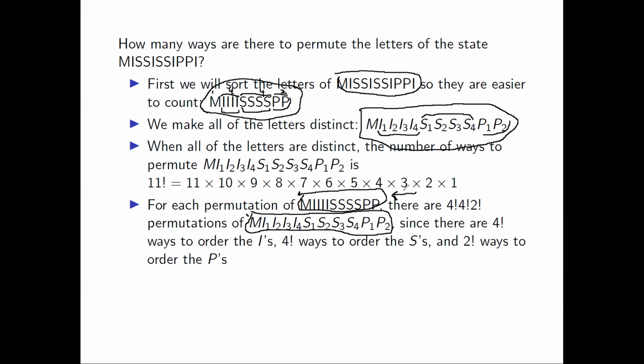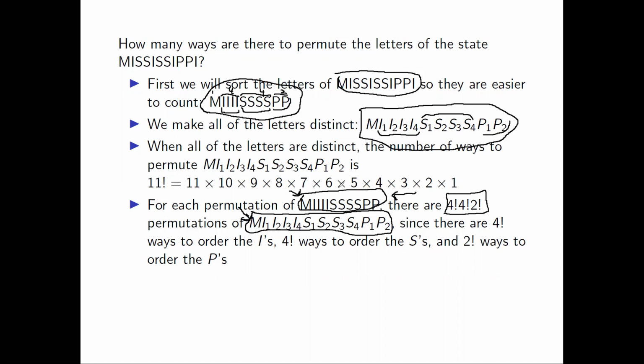The first one where the letters are repeated and we don't have the subscripts. For any permutation of that first one, there's going to be a total of 4 factorial times 4 factorial times 2 factorial permutations of the second one corresponding to the permutation of the first one.